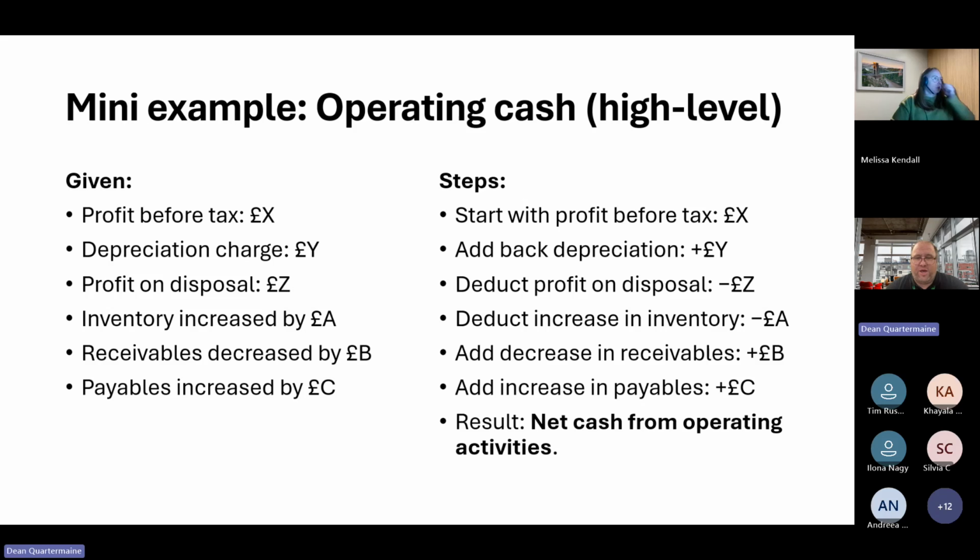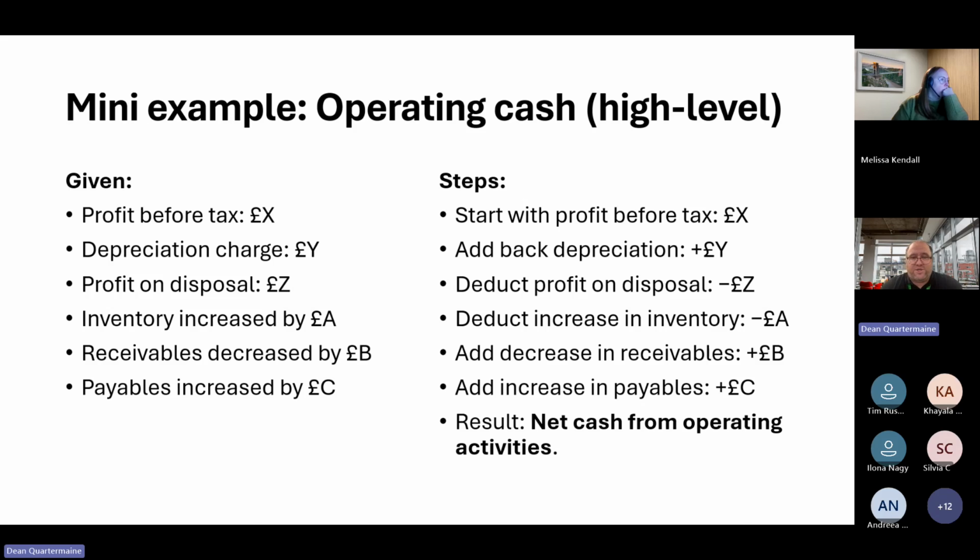Add back in depreciation. So you've got the depreciation charge. All that stuff on the left here would be given to you in the question. So you would be given profit before tax, depreciation charge, profit on disposal if there was one, or a loss on disposal if it was a loss. How much the inventory is increased or decreased by, how much receivables have increased or decreased by, and how much payables have increased or decreased by.